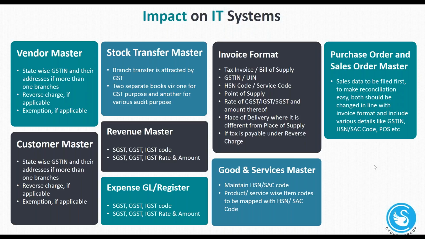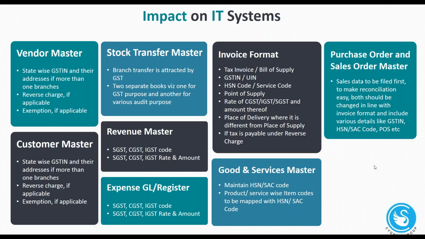And goods and services tax master: the kind of goods or supply of goods in which we are involved, or the supply of services in which we are involved. We need to maintain the master of those, the HSN code or service accounting code, and the product or service-wise item codes to be mapped with the codes of the services or HSN code. It has to be mapped properly, that X item has this HSN code, Y item has this service accounting code. It has to be matched properly in your accounting system.